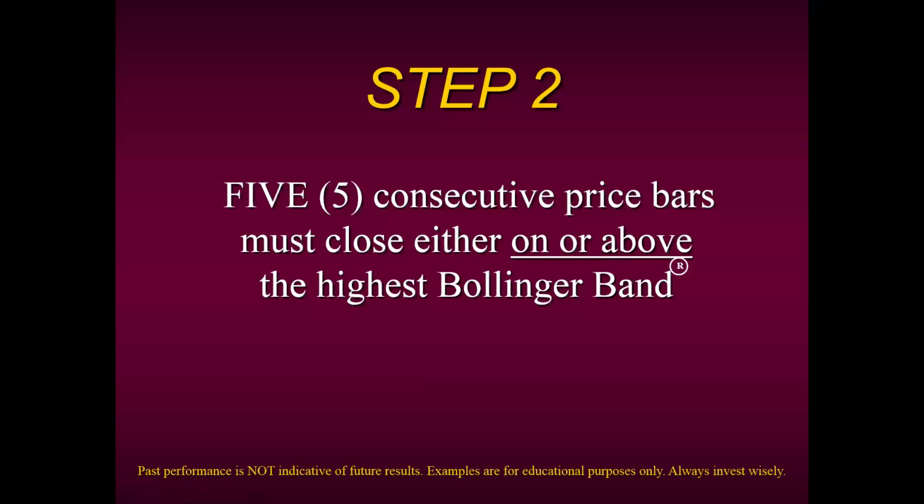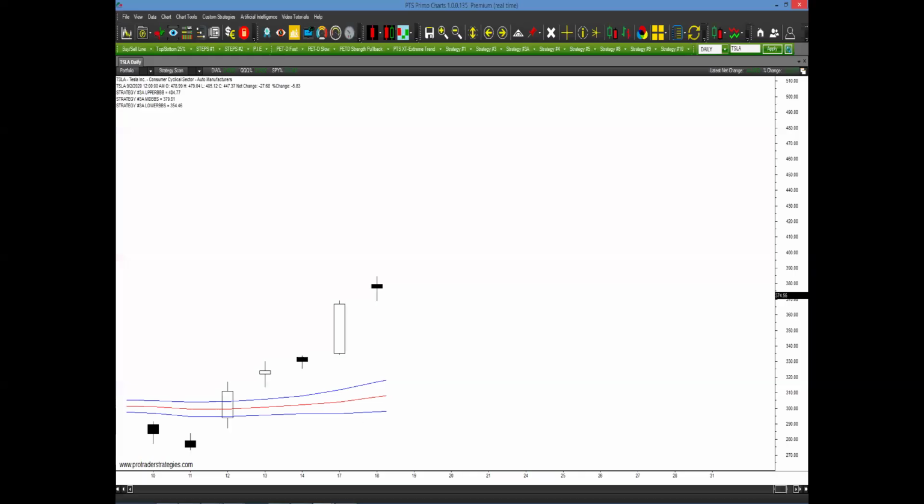We want to identify 5 consecutive price bars. That means price bars right in a row that close either on or above that highest Bollinger Band, the Bollinger Band that's on the top. Okay, 5 consecutive price bars close either on or above. So let's take a look.